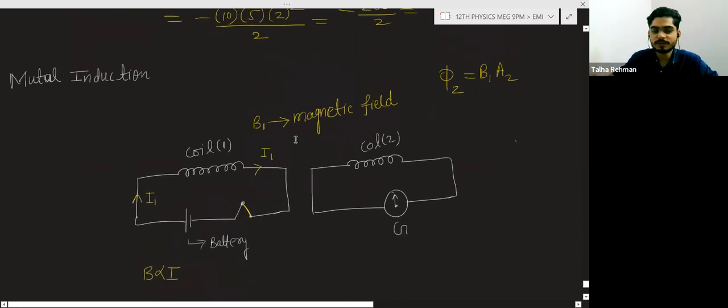Mutual induction is what? Whenever you are increasing, decreasing or changing the current in coil 1, there will be an induced EMF in the coil number 2. Okay. This is simply the mutual induction. Just note down this.